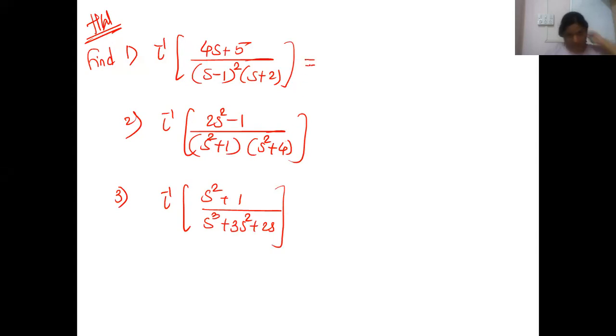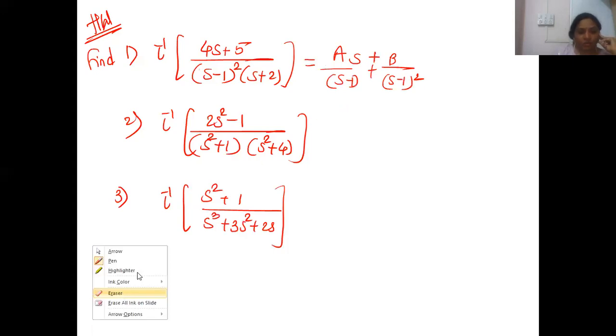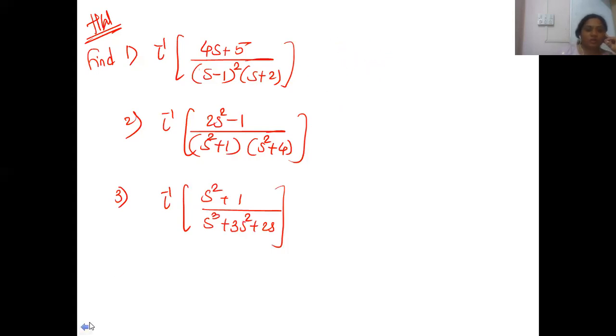Okay, how will you write this in partial fraction? You can either write a upon s minus 1 plus b upon s minus 1 square, or you can write as plus b all upon s minus 1 square. It's up to you.